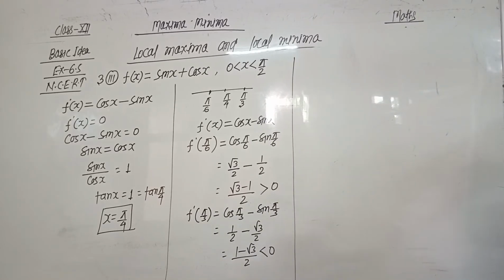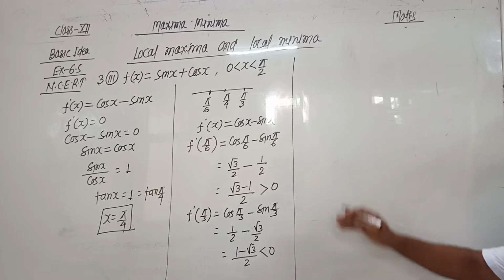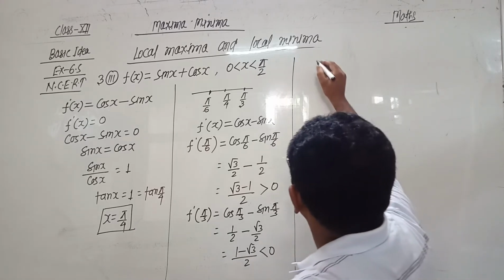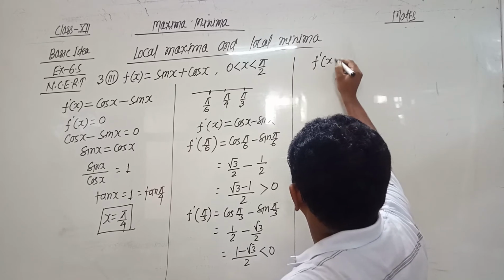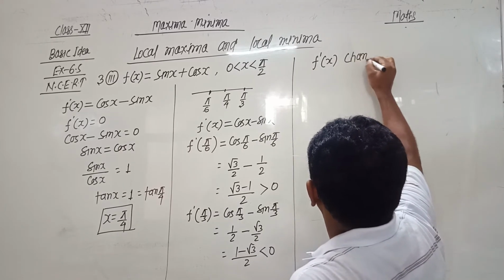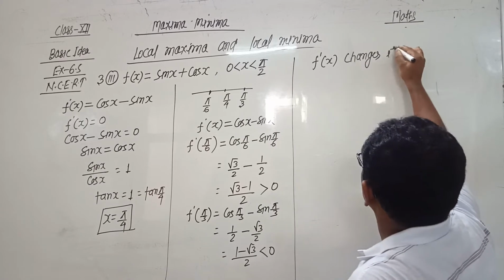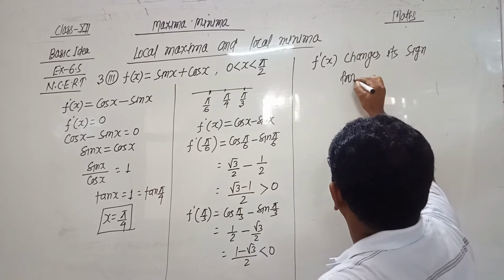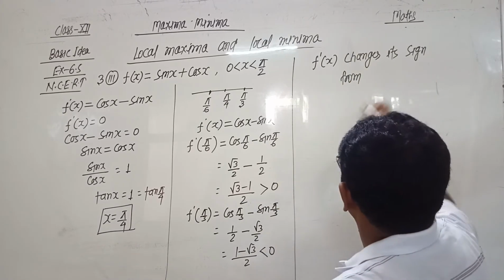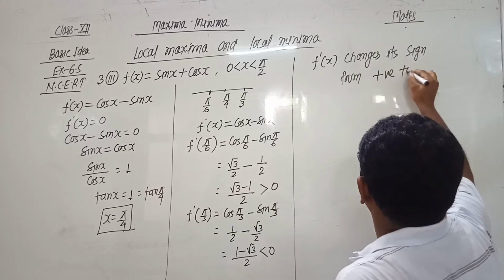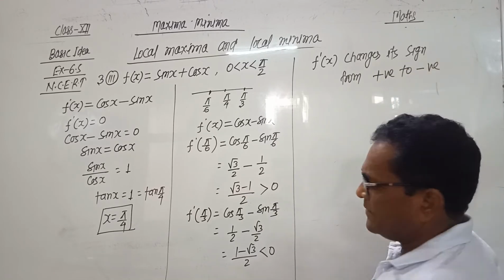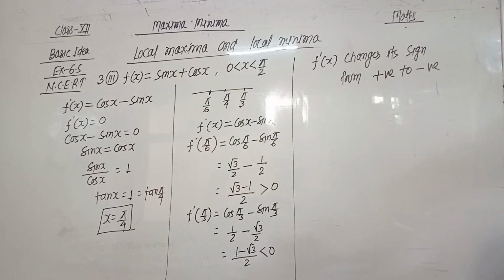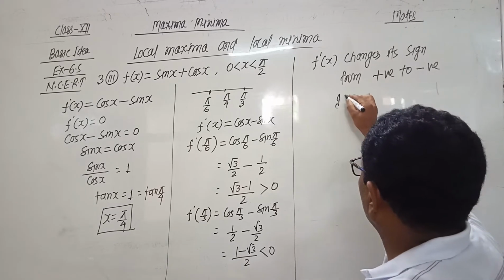So f dash x changes its sign from positive to negative, and if f dash x changes from positive to negative, it means it has a local maximum.